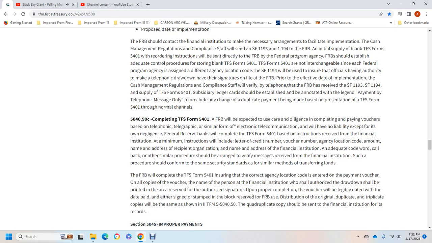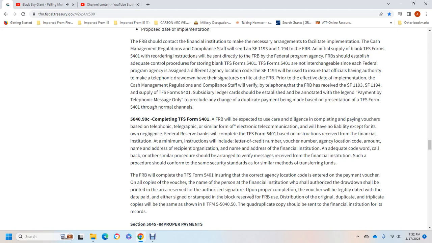Completing Form 5401, the Federal Reserve Bank will be expected to use care and diligence in completing a paid voucher on the basis of the telephone, telegraph, or similar electronic telecommunication, and will have no liability except for negligence. The Federal Reserve Bank will complete the Form 5401 based on the instruction received from the financial institution. Minimum instruction will include the letter of credit number, the voucher number, the agency location, amount, name and address of recipient organization, name and address of financial institution, and an adequate code word, call back, or other similar procedure to verify the past messages received from the financial institution. The procedure should confirm some security standard, with a similar method to transfer funds.